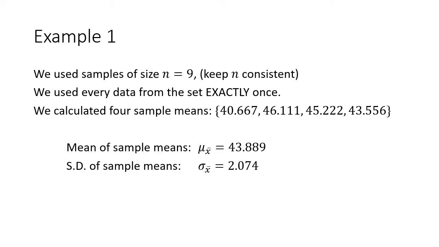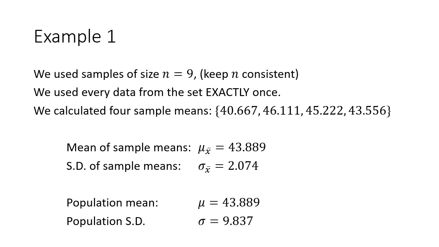The mean of my sample means was 43.889, and the standard deviation was 2.074. Well, if I compare that mean to my population mean, it's the same. That goes back to the idea that I used every number exactly once in both cases. If I took all 4 of these numbers, which came from the whole set, my sample mean average and my population mean are going to be exactly the same.